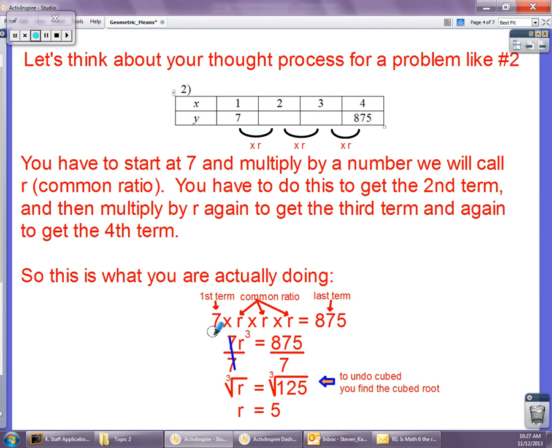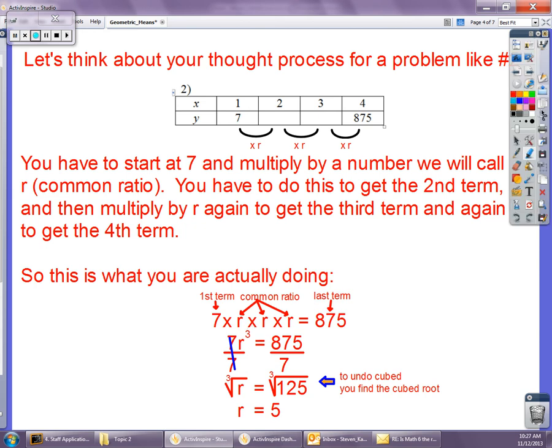Well, in a way, you're taking your first term and multiplying by r 3 times, which is the same thing as r to the 3rd power, and you're eventually going to get to 875. So the way that I can write that out, we did this here, but I want to make it a little neater, is like saying you're taking the number 7 and multiplying it by some rate 3 separate times, and you'll eventually get to 875.